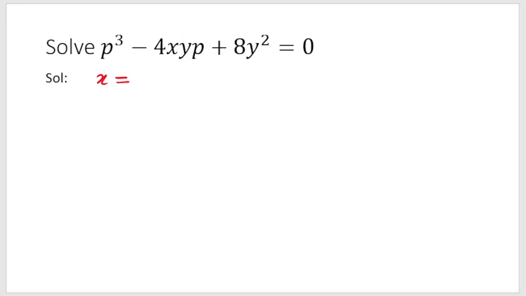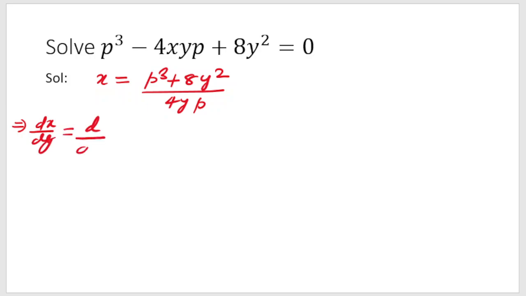So I can write x is equal to (p cube plus 8y square) divided by 4yp. I hope you will agree. Yes or no? Because if I have to solve it for x, it can be easily done. Now I have to differentiate it with respect to y. So dx by dy is equal to d by dy of (p cube plus 8y square) divided by 4yp.